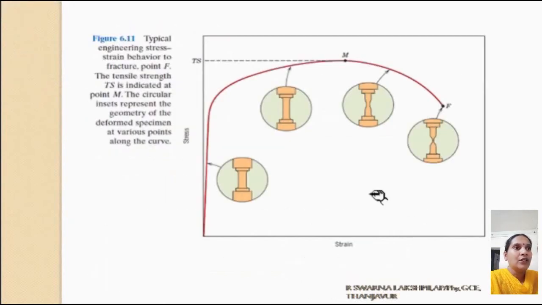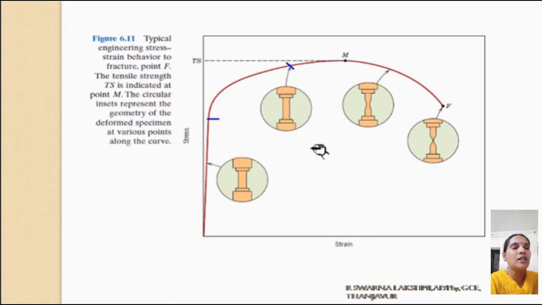The typical engineering stress strain behavior up to fracture for a tensile specimen is described using this diagram. Within the elastic limit, the material undergoes elastic deformation and regains its original shape after removal of the deforming force. Once it enters the plastic region, even after the removal of the deforming force, there is a permanent set. That is, the residual strain that remains even after the forces are made zero is called the permanent set.